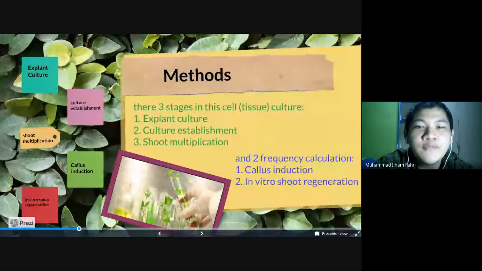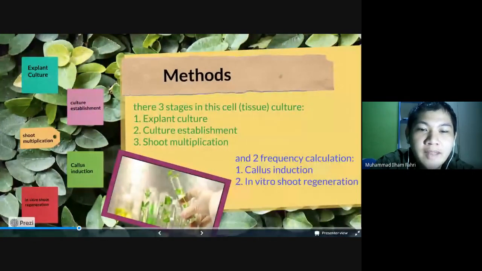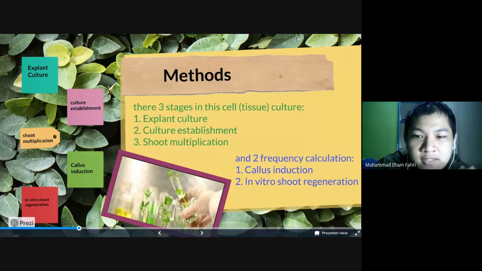Next is the method for this research. There are many methods for this research, and this is the overall. There are three steps for this cell tissue culture. First, the explant culture. Second, culture establishment. The third, shoot multiplication. And there are two frequency calculations. First, callus induction, and the second, in vitro shoot regeneration. Next.